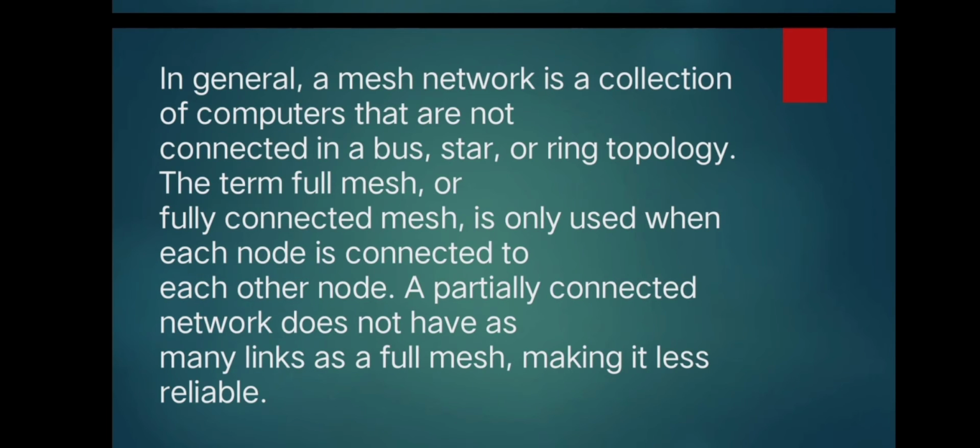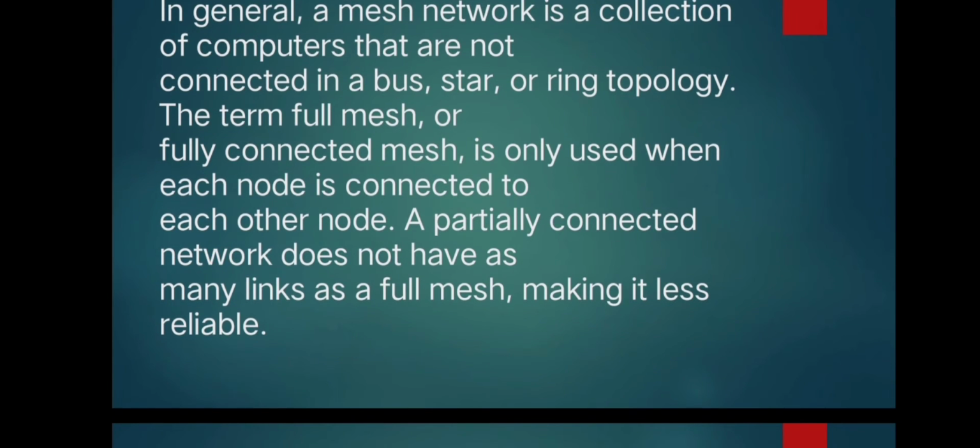In general, a mesh network is a collection of computers that are not connected in a bus, star, or ring topology. The term full mesh or fully connected mesh is only used when each node is connected to each other node. A partially connected network does not have as many links as a full mesh, making it less reliable.